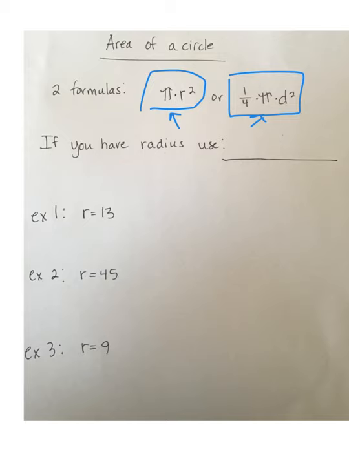So in these first three examples, they're going to have the radius. So you're going to use the formula pi times radius squared. You're going to need to make sure that you have a calculator that can use pi. If not, for pi, just use 3.14.